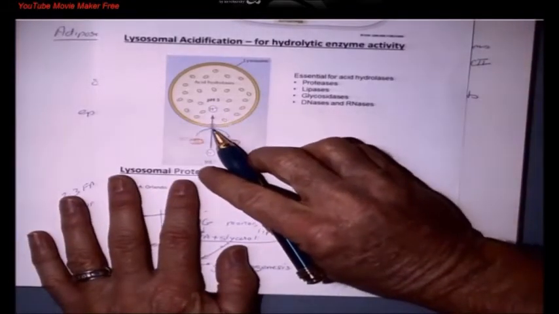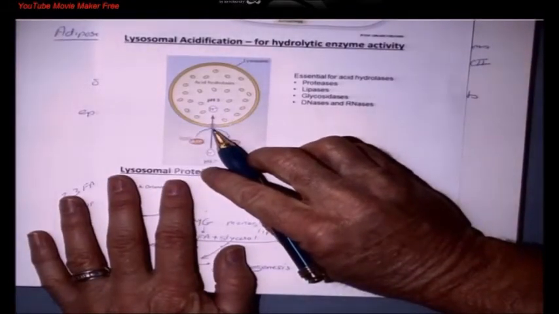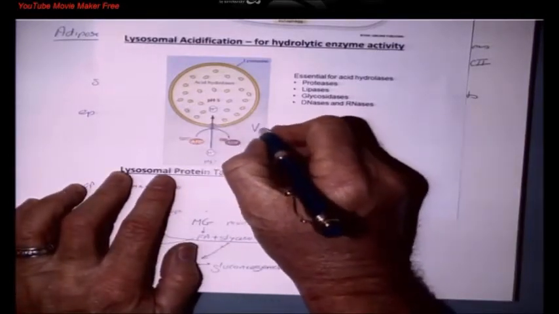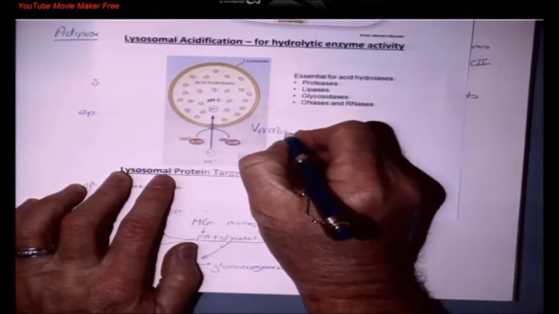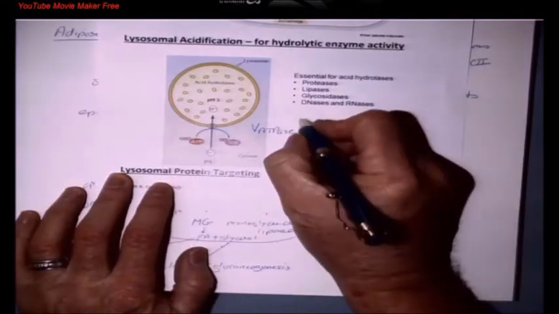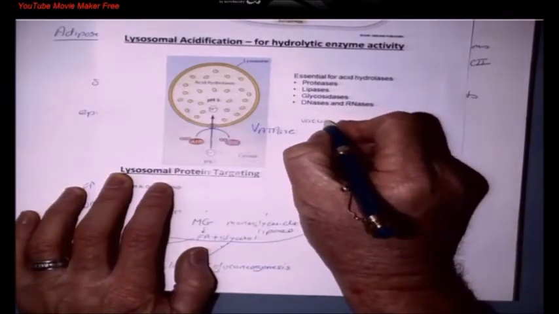Now, how does acidification work? We have a protein on the surface of the lysosome. It actually starts out in the late endosome, and it's called a V-ATPase. The V stands for vacuolar ATPase.